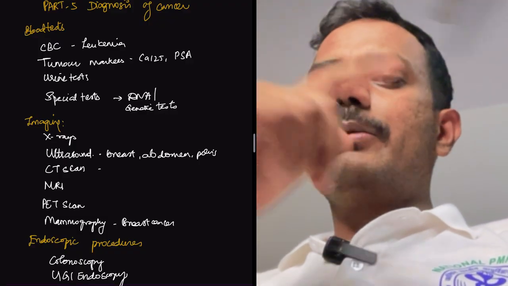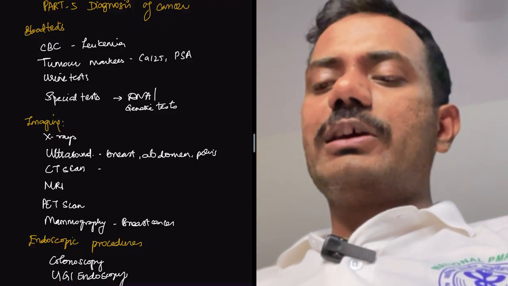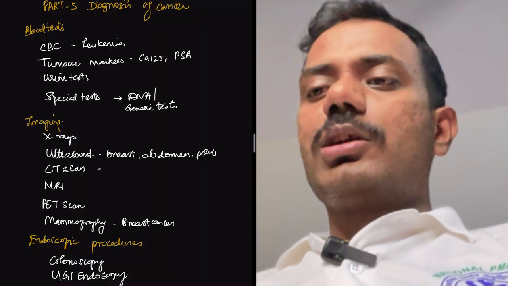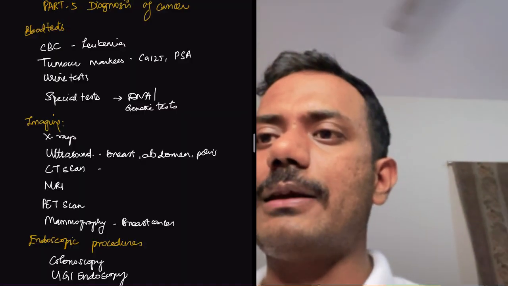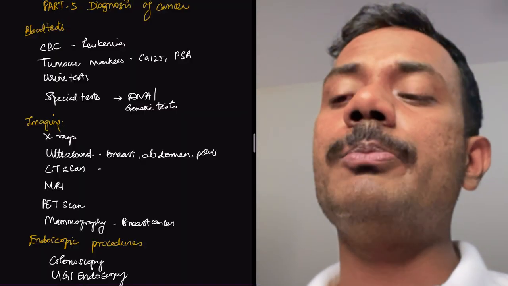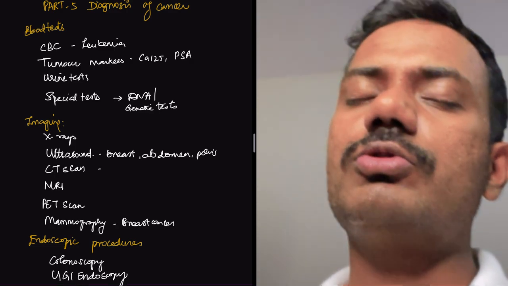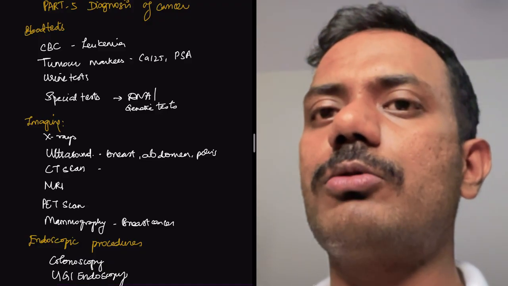I am Dr. Aravind. So let us know about part 5 of the cancer awareness series video, where we are going to discuss what are the methods of diagnosing cancer. So first thing, let us discuss the blood tests which are available. The most common test is the complete blood count, which is usually done for literally everything. Whenever you go for any test, a complete blood count is usually done.